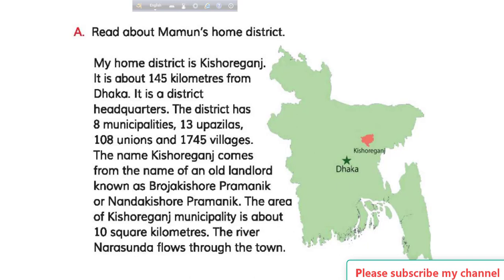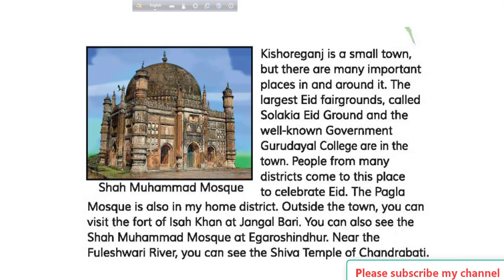Next part. Kishorganj is a small town, but there are many important places around it. The largest Eid fairgrounds called Shulakia Eid Ground and the well-known government Gurudoyal College are in the town. People from many districts come to this place to celebrate Eid. The Pagla Mosque is also in my home district. Outside the town, you can visit the fort of Isha Khan at Jangalbari. You can also see the Shah Muhammad Mosque at Agaro Sindhu. Near the Phuleshwari River, you can see the Shiva Temple of Chandrapati.